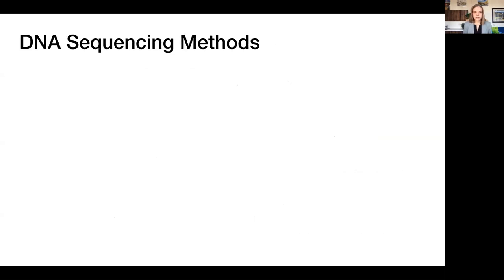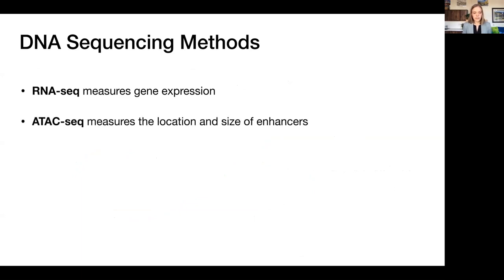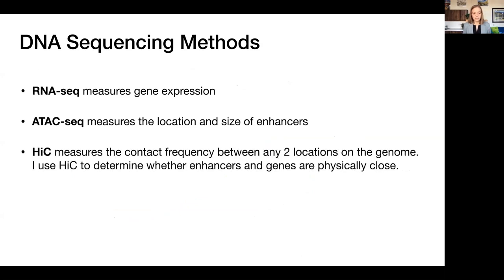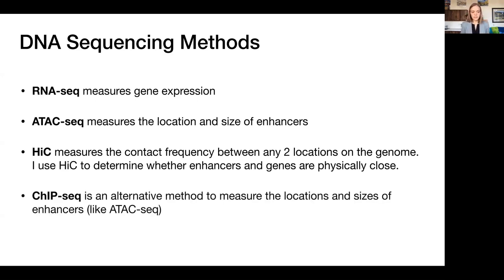I analyzed data from 4 different DNA sequencing methods to determine key information about the genome. RNA-seq measures the gene expression of every gene in a group of cells. ATAC-seq measures the locations and sizes of enhancers. Hi-C measures the contact frequency between any 2 locations on the genome, and I use Hi-C to determine whether enhancers and genes are actually physically close. And ChIP-seq is just an alternative method to measure the locations and sizes of enhancers, just like ATAC-seq.